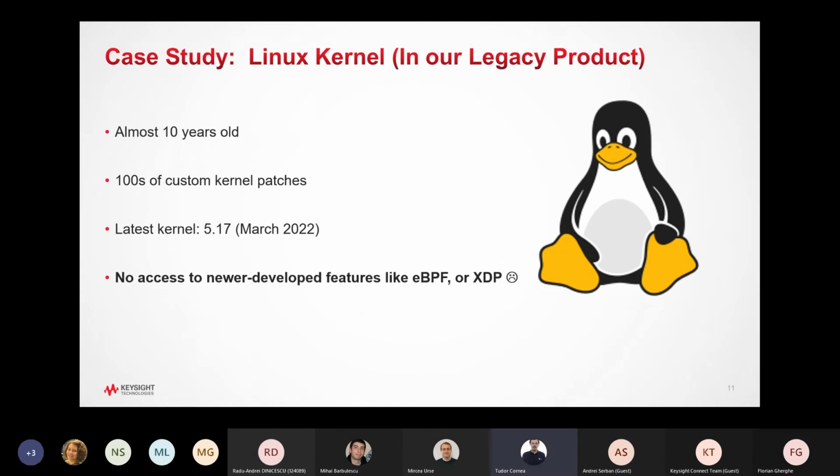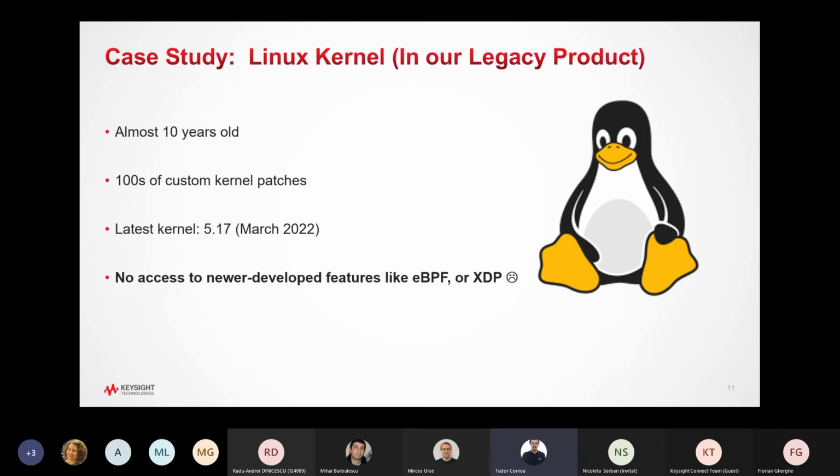The first case study we'll talk about is the Linux kernel, which we use in a particular legacy product. I briefly talked about it in the introduction. The last time we performed an upgrade was a very long time ago. So we're talking about a few hundreds of patches that have accumulated over the time, and we're not necessarily talking about trivial patches which change configuration options. Some of them even change complicated aspects of the TCP/IP stack.